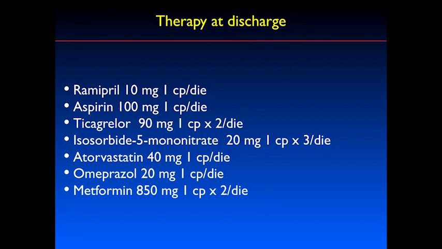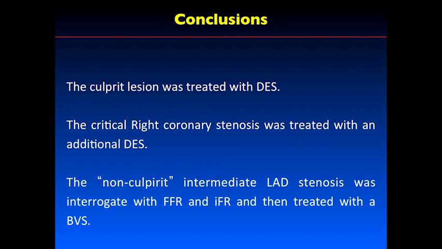In this slide, you can see the medical therapy at discharge. In conclusion, in this case, the culprit lesion was treated with a drug-eluting stent. The critical right coronary stenosis was also treated with an additional DES, and the non-culprit intermediate LAD stenosis was interrogated with the FFR and iFR, and then was treated with a BVS.